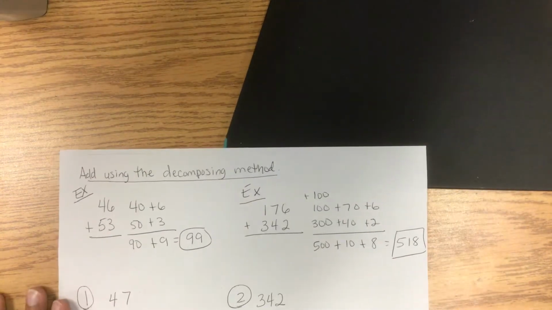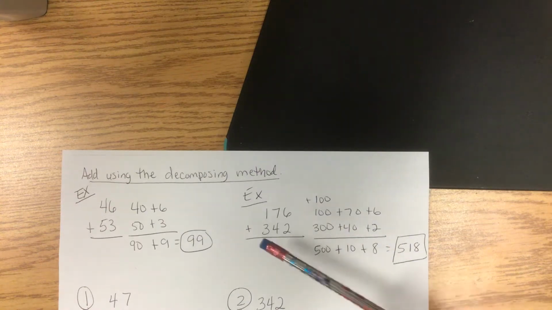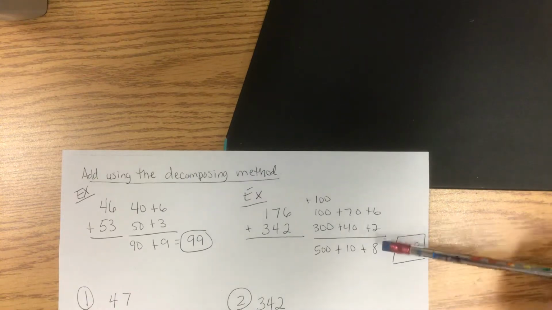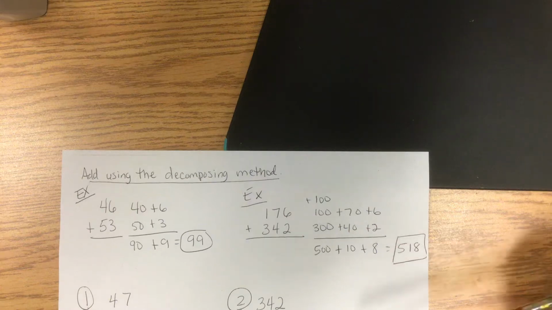Okay, next we have another example. This time we have 3-digit numbers again. This one's a little bit different because it's going to require us to do some regrouping. So let me show you how we would do that using the decomposing method. We're going to decompose 176 into 100 plus 70 plus 6, and 342 into 300 plus 40 plus 2. Now we're ready to add those two numbers. We start with our ones and do 6 plus 2. You know that's 8. Bring down your plus sign.